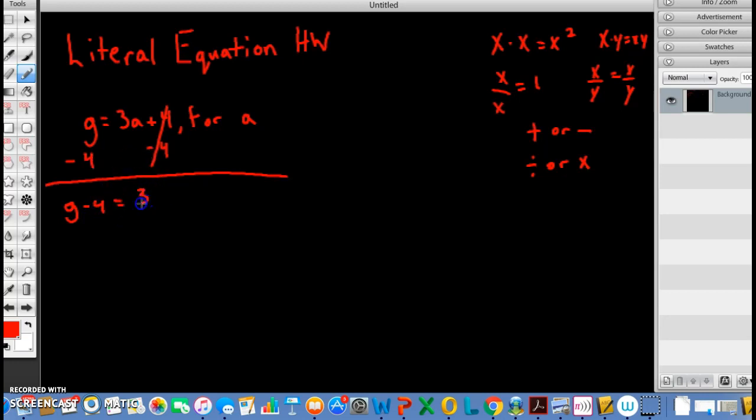And then now you have 3a. Okay, now that we did either addition or subtraction, now we have to do either division or multiplication. We see that the a is multiplied by the 3, so we're going to do the opposite of multiplication and we're going to divide 3 on both sides. And then you'll get a equals g minus 4 divided by 3. Right, let's do another example.